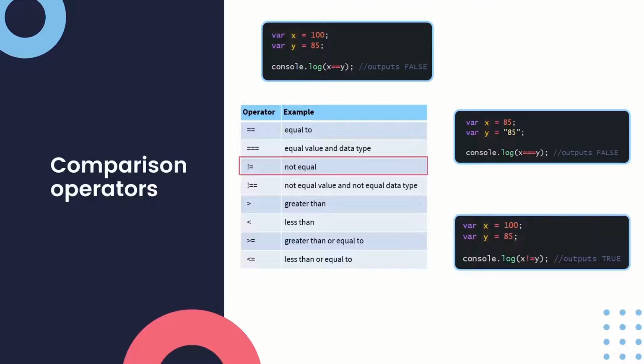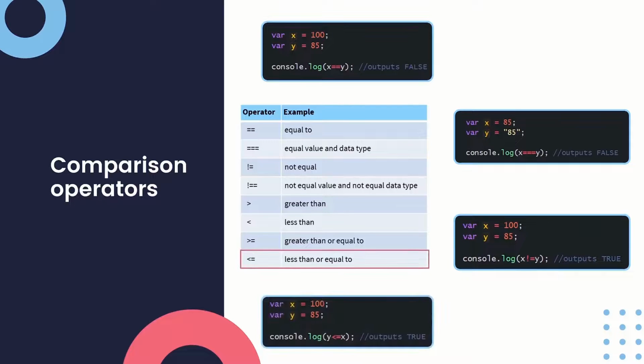And then next we have not equal to, which is kind of the reverse of what we've been doing so far, where we have x is equal to 100, y is equal to 85, and then we are checking, is x not equal to y? This is why we use the exclamation mark. And the output is true because x is greater than y in this case. Okay? And then in our very last example over here, we have x, which is equal to 100, y, which is equal to 85, and we are checking whether y is less than or equal to x. And if we have a look at an example, 85 is indeed less than 100.